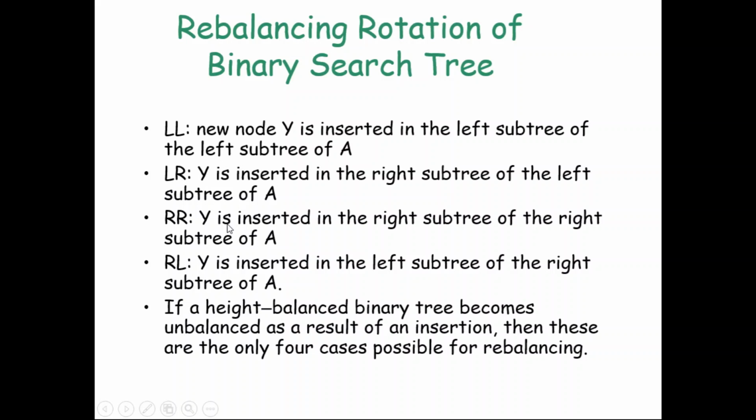RR means the new node is inserted in the right subtree of the right subtree of A. A is the one which got unbalanced. In that case, you have to perform a left rotation. For LL, one right rotation. For RR, one left rotation. RL means the new node is inserted in the left subtree of the right subtree of A, which got imbalanced. In that case, we have to perform a right rotation and a left rotation.